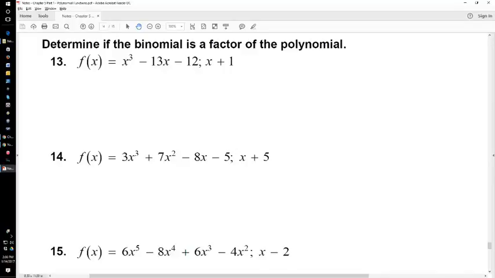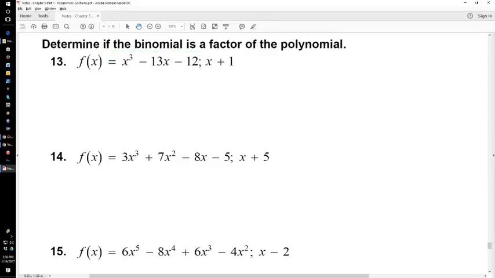Okay, for this video, we are still on section 5.4 in your notes. This is number 13 through 16. The instructions state to determine if the binomial is a factor of the polynomial. Basically, what it's asking is, is this right here a factor of this over here?